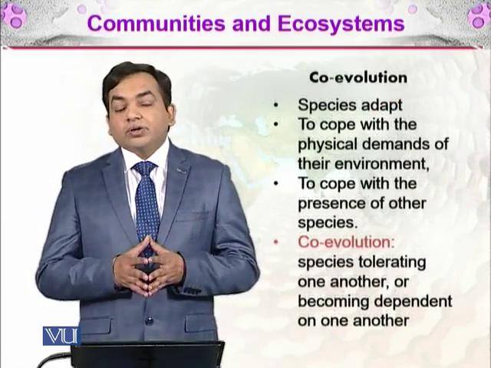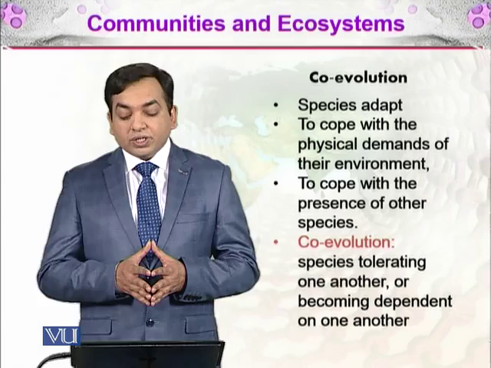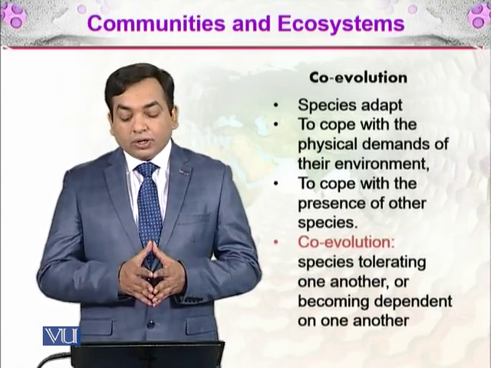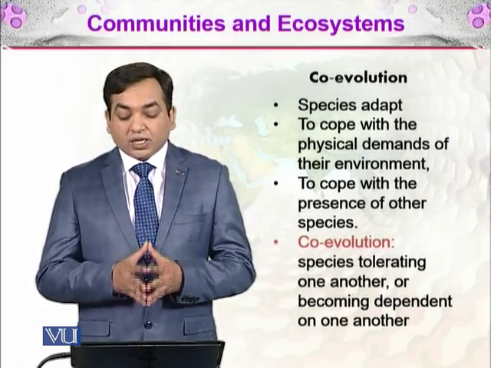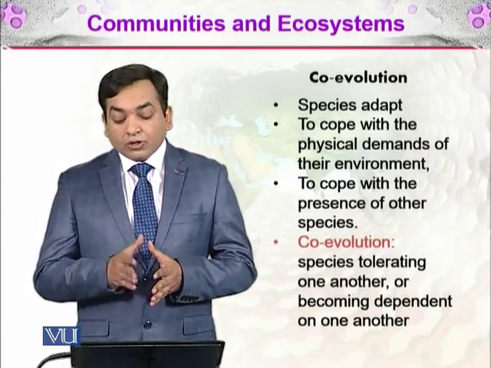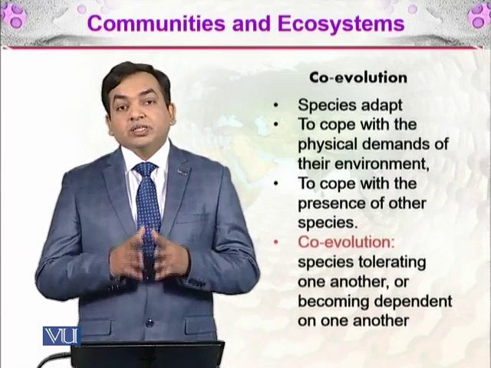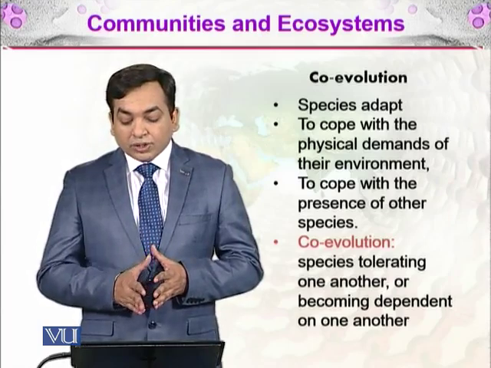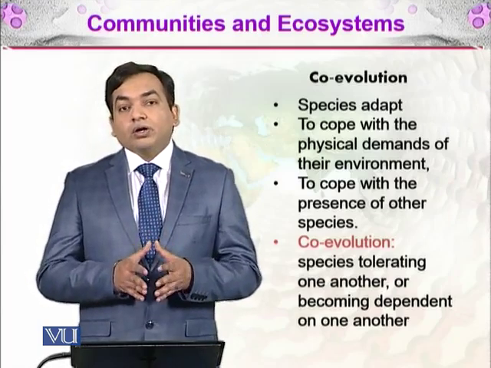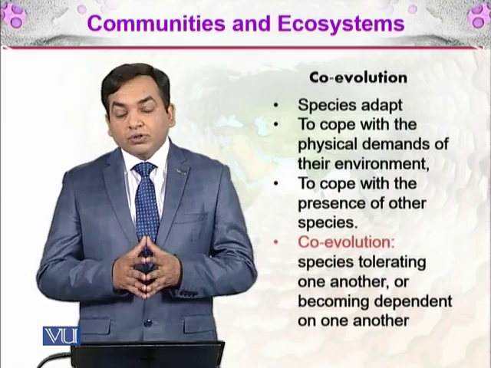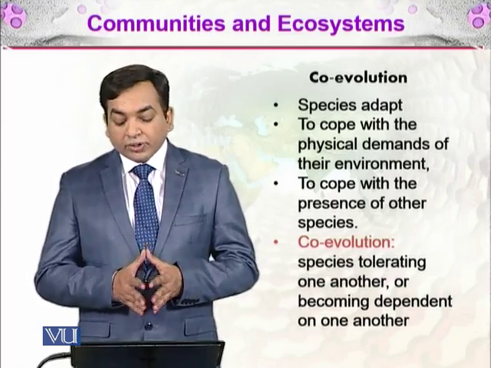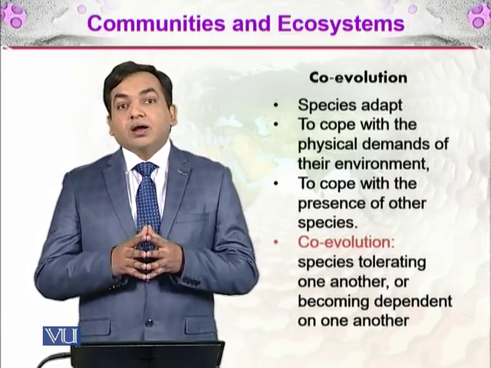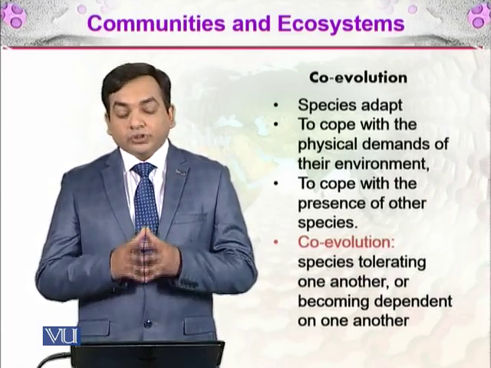And then there is co-evolution. How do species adapt? They adapt both to cope with the physical demands of their environment and to cope with the presence of other species, and this results in co-evolution. In co-evolution, the species either evolve to tolerate one another or become dependent on one another. In both ways, they are evolving together.